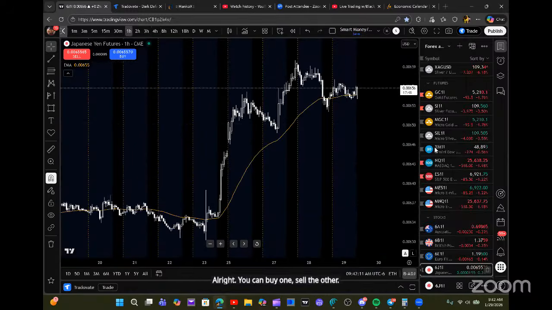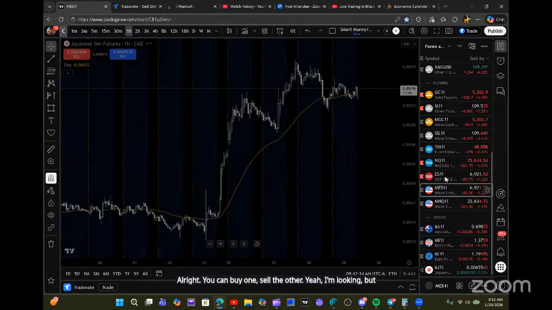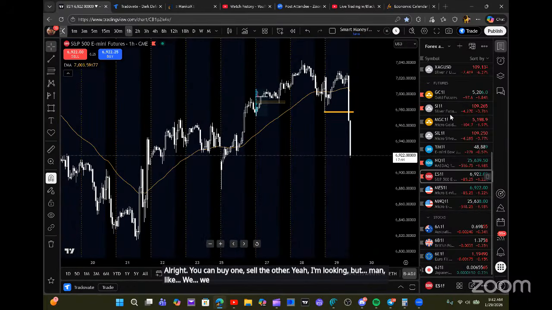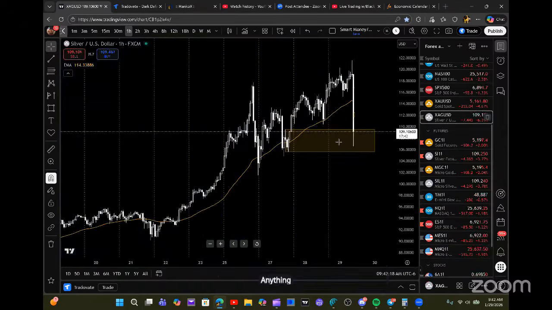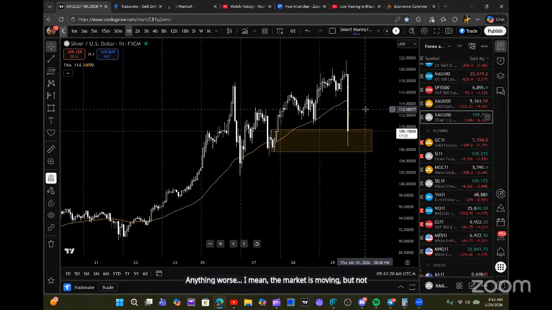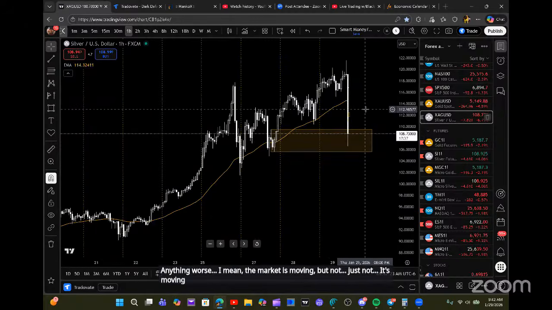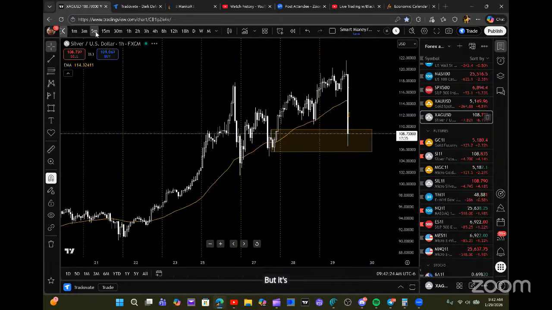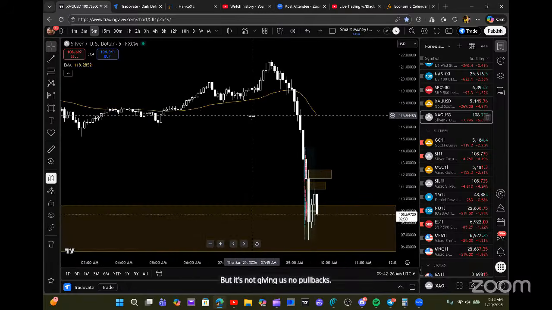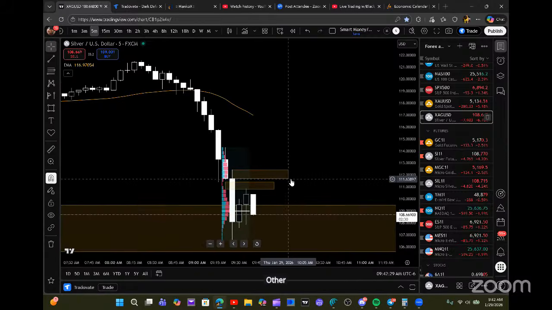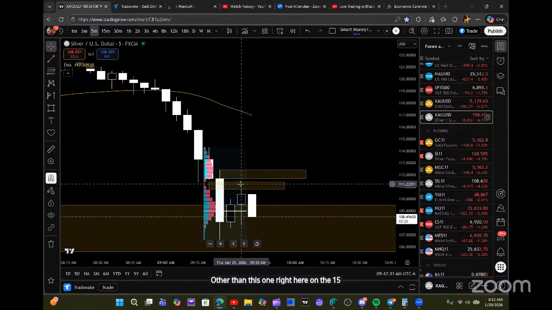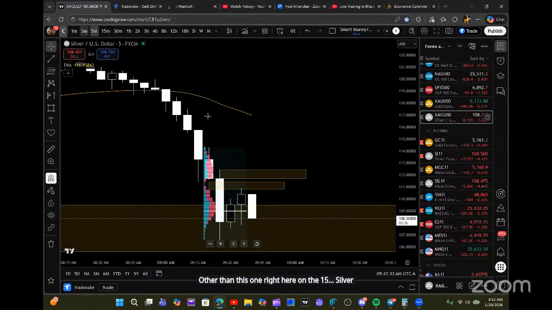Yeah, I'm looking, but man, like we just not getting anything worth it. I mean, the market is moving, but it's moving the way we want it to move, but it's not giving us no pullbacks, other than this one right here on the 15. Silver. Man, I know I can probably sell silver.